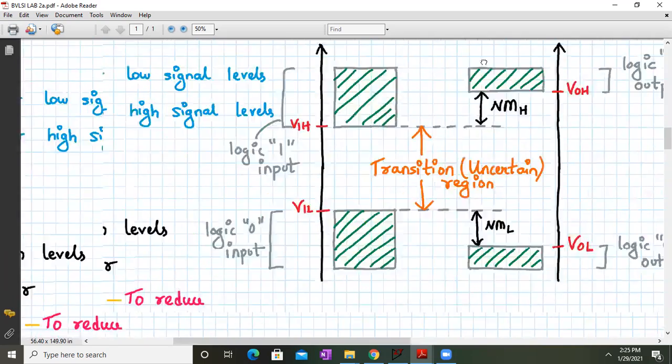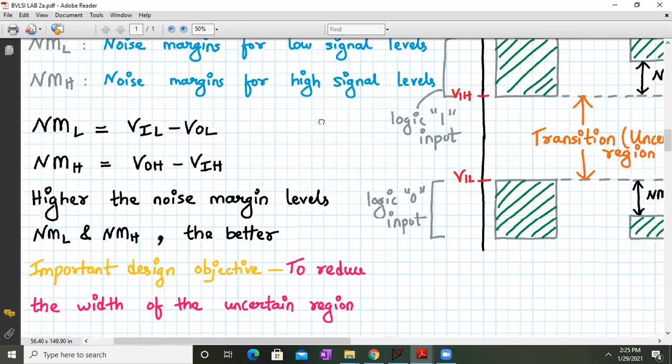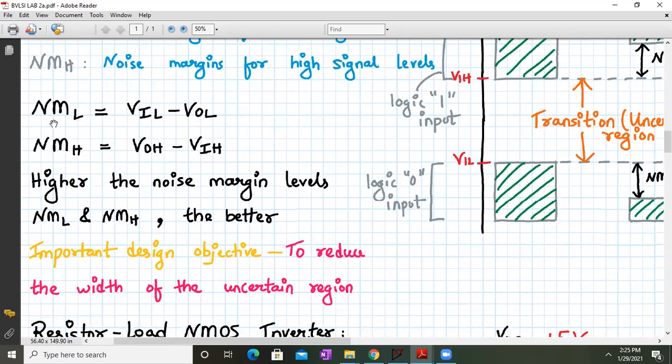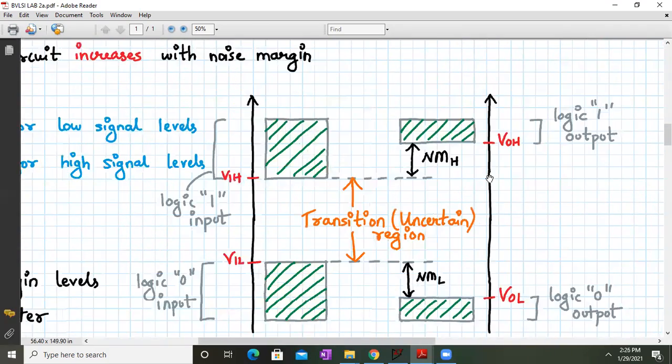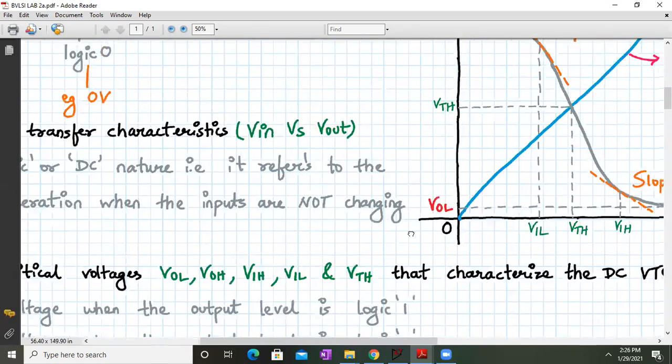Now, once we know this, let us define this. NML is VIL minus VOL, and NMH is VOH minus VIH. Remember these things. The higher the noise margin levels, the better. An important design objective is to reduce the uncertain region. That's what I have repeated again. Now let's come back to this.